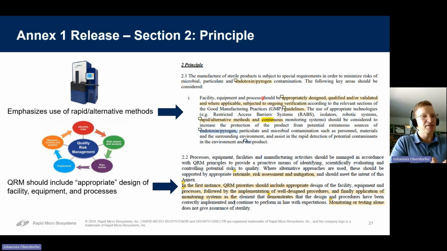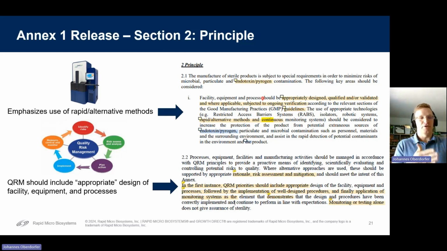I don't think that it is state of the art to use a gel clot instead of the LAL test. And then we can discuss if a LAL test is state of the art if we have recombinant factor technology. These are just examples to give to you. Then we also have in QRM that we should include appropriate design of facility, equipment, and processes.